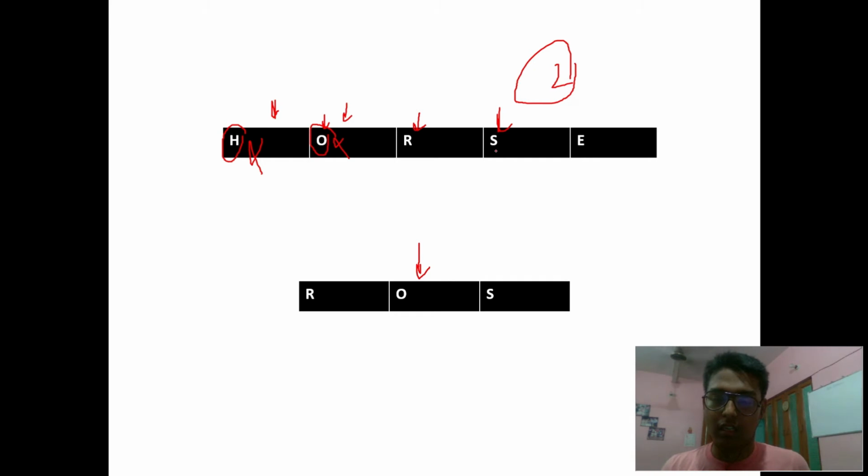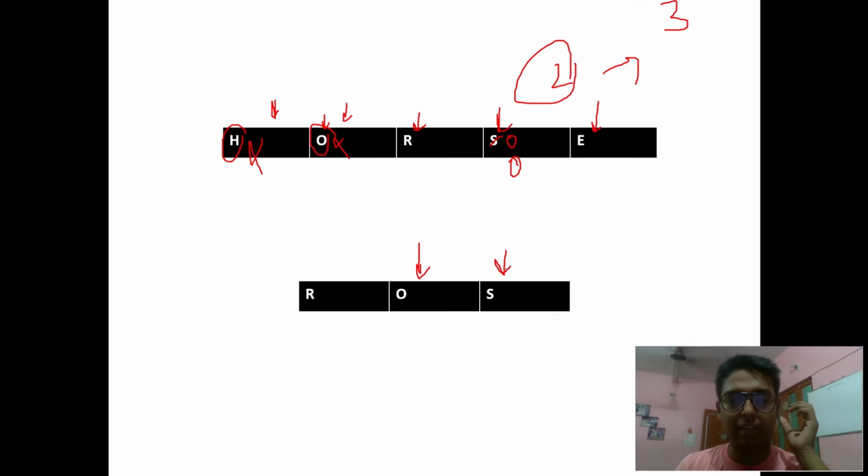So do S and O match? No. So we need to replace S with O, so it will result in three operations. Now S is replaced with O, and then we will match O and O, and then we move forward to E. So now here we can see, do S and E match? No, S and E aren't matching.